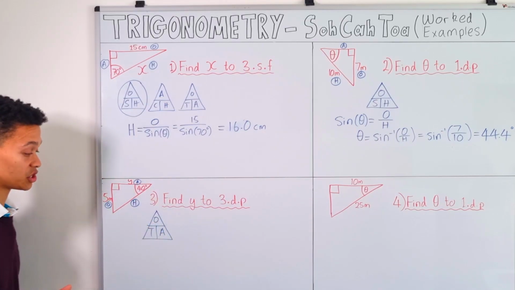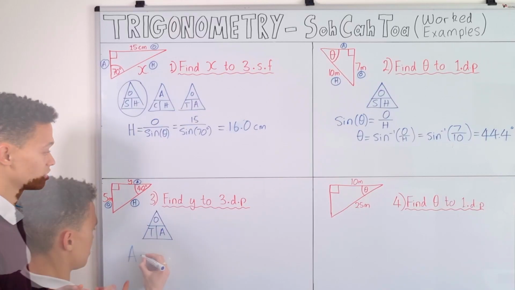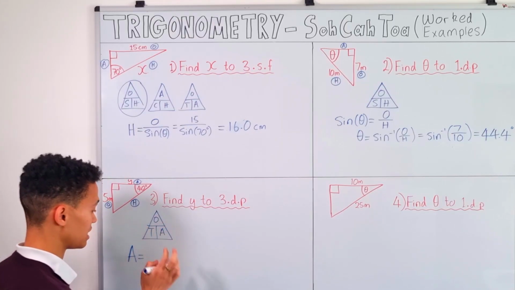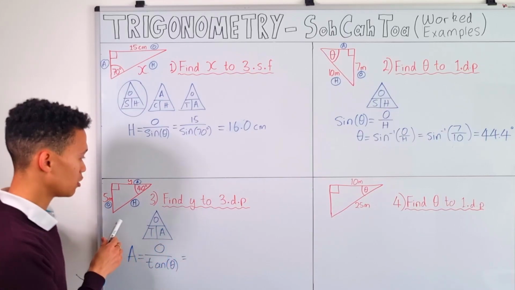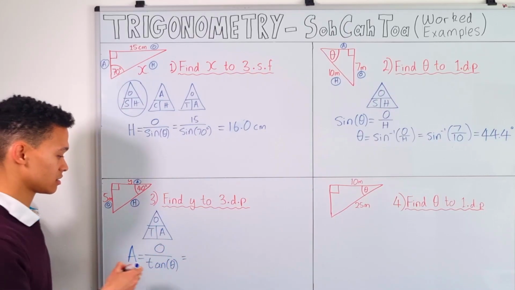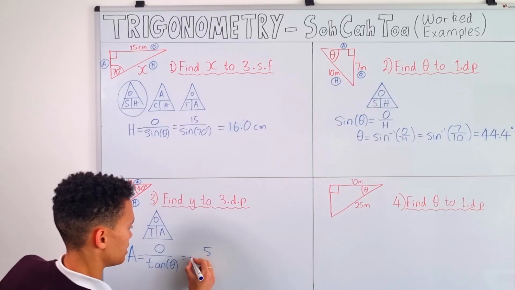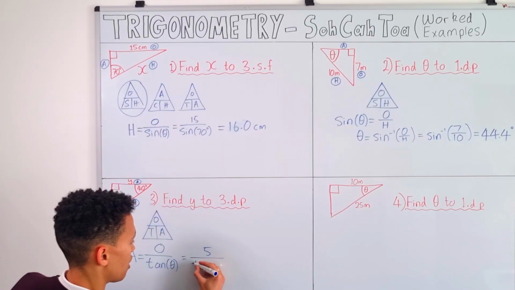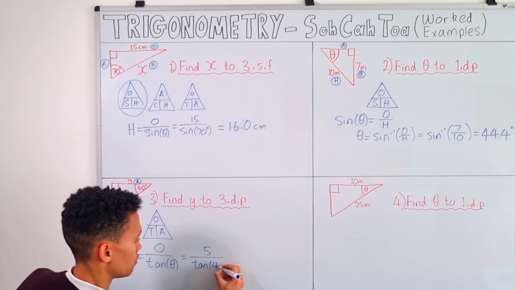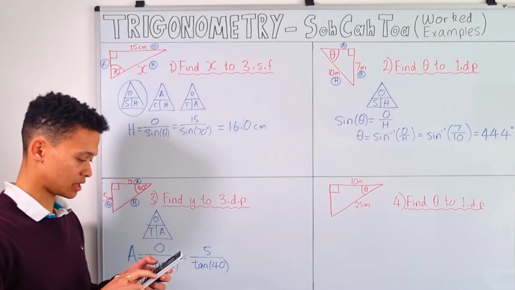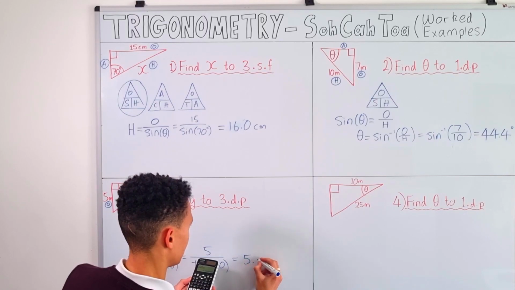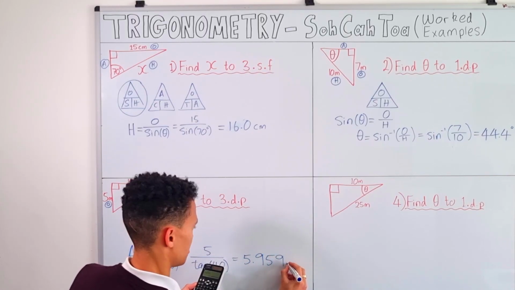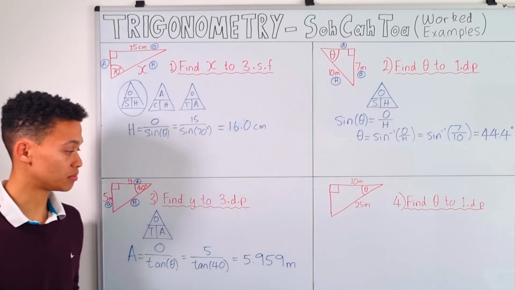Now, to make our equation, we cover up the thing that we're trying to find. The adjacent is equal to the opposite over tan theta, or tan of the angle. The opposite in this case is 5 meters. So A is equal to 5 over tan of the angle, which is 40. So 5 over tan 40. And if I put that into my calculator, 5.959 meters to 3 decimal places.